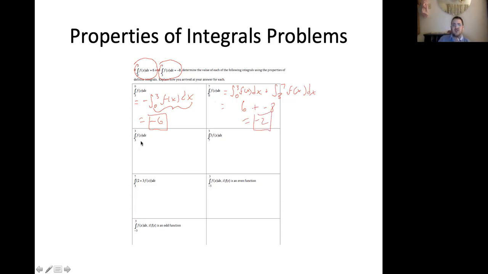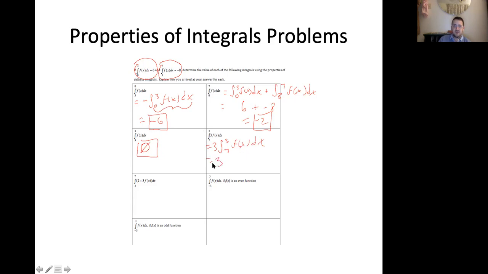I love this third one over here. The integral that has the same upper and lower limit is always going to be 0, no questions asked. On this one, this combines multiple properties. So you're going to pull out the 3, and I have 7 to 3 of f of x dx.